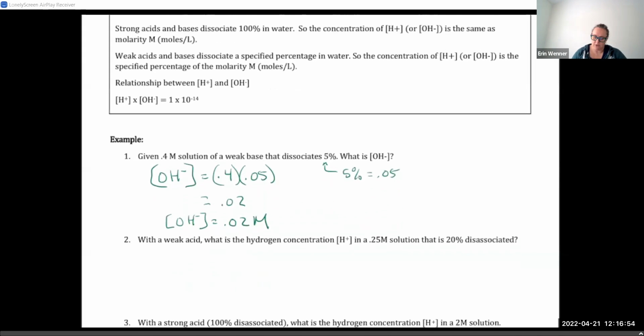So number 2 says a weak acid has a hydrogen concentration. What is the hydrogen concentration in a 0.25 moles per liter solution that is 20% dissociated? So I want you to think about what we did in number 1 and apply that to number 2.